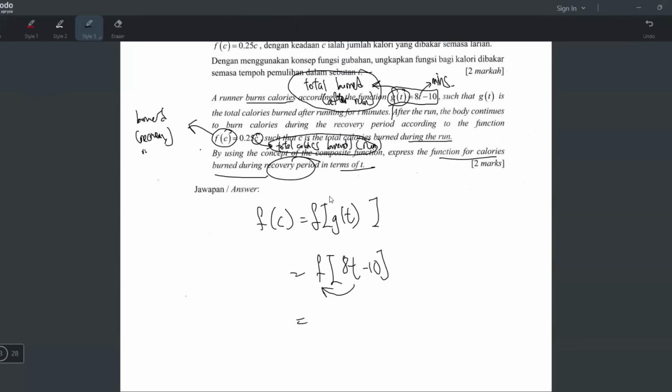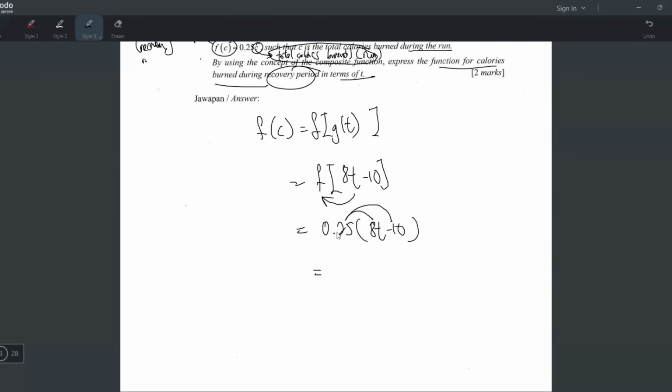So what you have to do, take the 8T minus 10, substitute into fx's x. In this case it is FC, so you substitute into FC's C. So FC is 0.25C, but the C has to be replaced with 8T minus 10. So now you press this. Okay, 0.25 times 8, 0.25 times 10. When you multiply by 0.25 it means you divide by 4. So 8T divide 4 is 2T. Negative 10 divide 4 is negative 5 over 2, or 2.5. So that is the answer. Alright, it's only worth 2 marks.